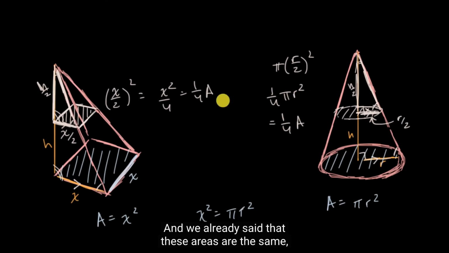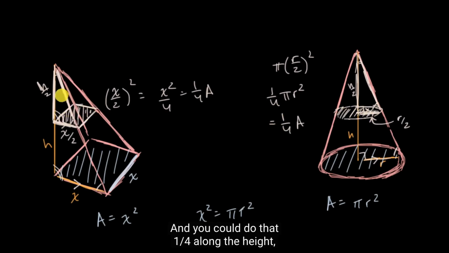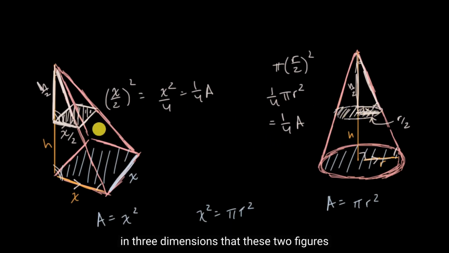And we already said that these areas are the same, and so we've just seen that the cross-sectional area at that point of the height of both of these figures is the same. And you could do that 1/4 along the height, 3/4 along the height. You're going to get the same exact analysis. You're going to have two similar triangles, and you're going to see that you have the same cross-sectional areas at that point of the height. And so therefore, we see by Cavalieri's principle in 3 dimensions that these two figures have the same volume.